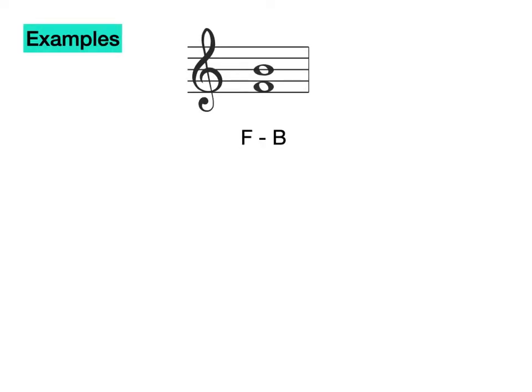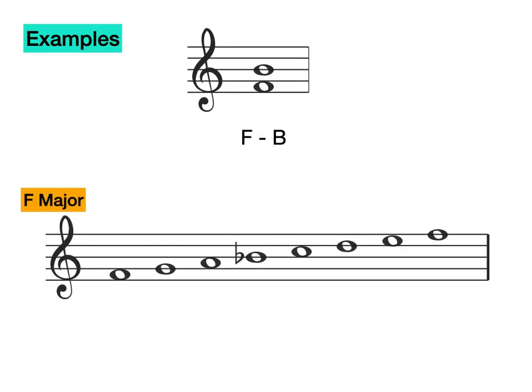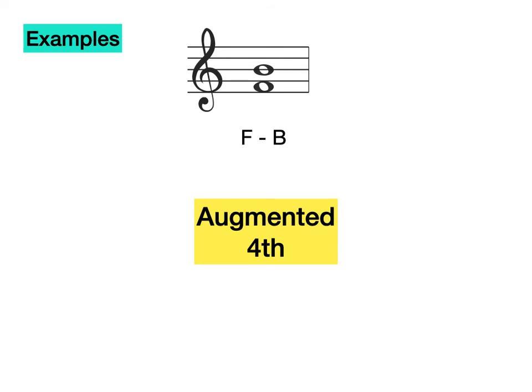So let's do some examples. Here we have an F natural and a B natural. What is the distance between these two notes? Let's write out the F major scale to see. As you can see, F to B is 4 notes. But as you can see in F major, we have a B flat. Had our interval above had a B flat in, this would have been a perfect fourth. However, we have a B natural, which is 1 semitone larger than B flat, making the above interval an augmented fourth.